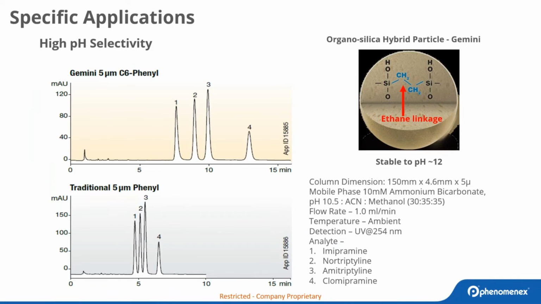Finally, looking at a specific application, here we're looking at high pH selectivity. So our Gemini column has a hybrid particle. So this is an organosilica hybrid particle. And again, these are stable to a higher pH when compared to a phenyl. And with that, we are able to run at a higher pH and have stable retention. And we can see additional retention when our analytes of interest are in their neutral form. And we can get additional retention of those analytes when compared to just a traditional phenyl column.